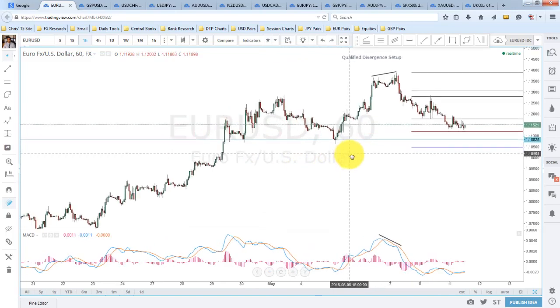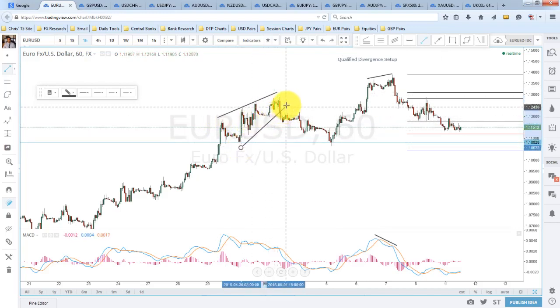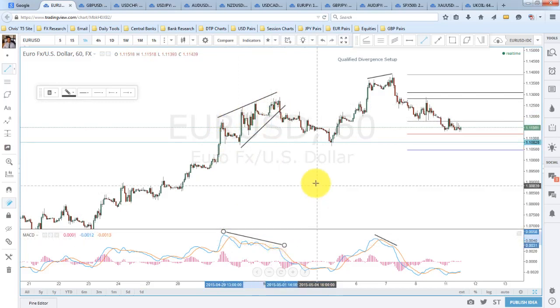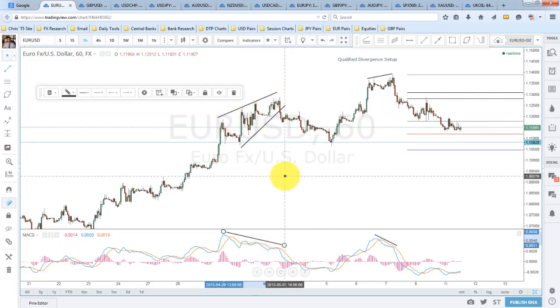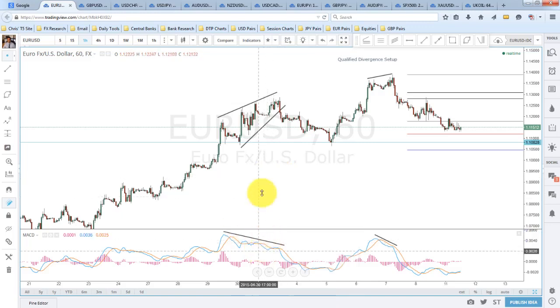But here's where I want you to focus right here. This is an ending diagonal. See how we're moving in this diagonal manner, and all the way through it, from the beginning to the end of it, look at the divergence, look at the MACD. We diverged all the way through. This is a very common characteristic of an ending diagonal pattern or a wedge, whatever you prefer to call it.